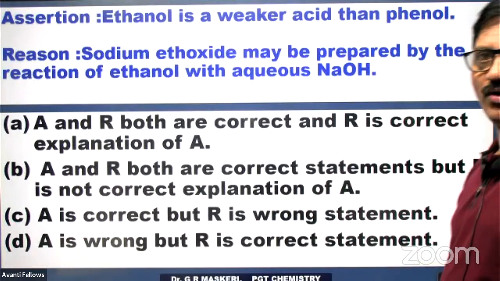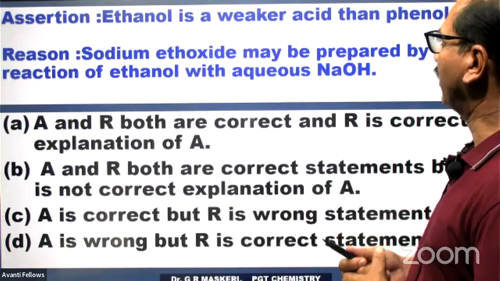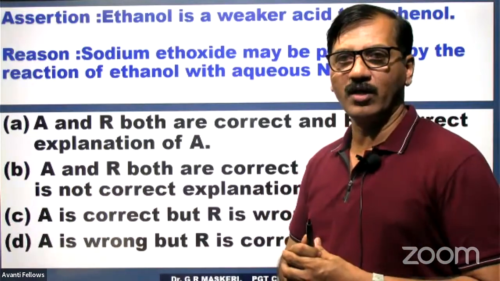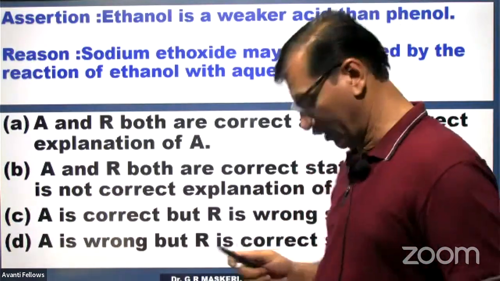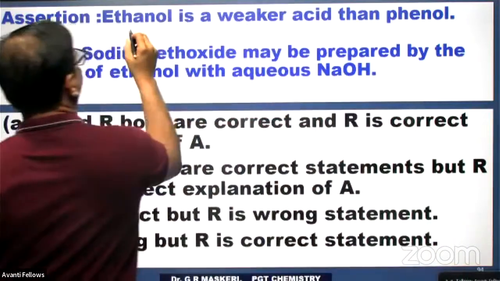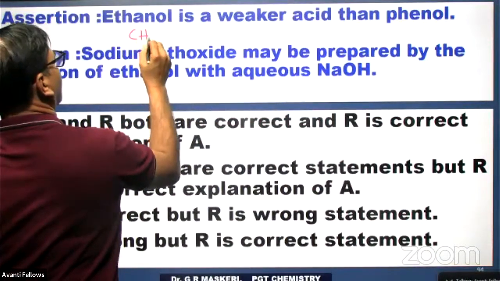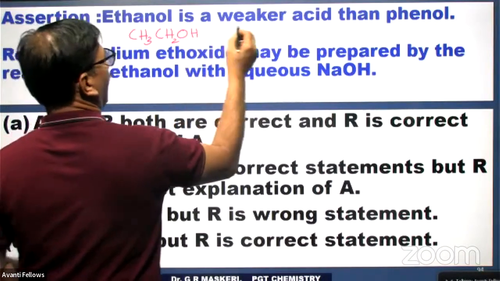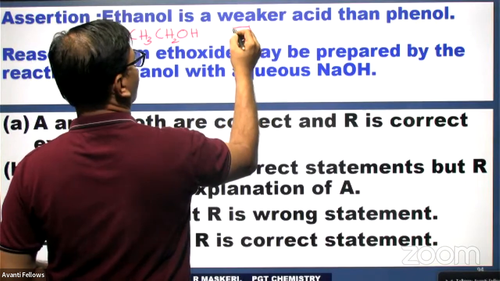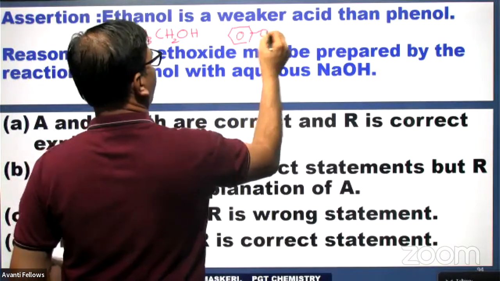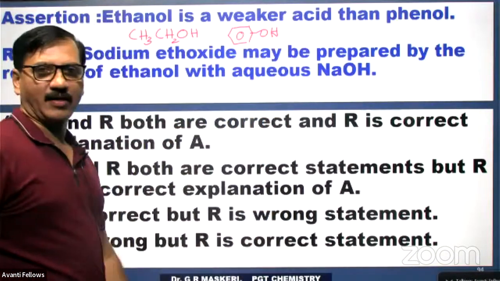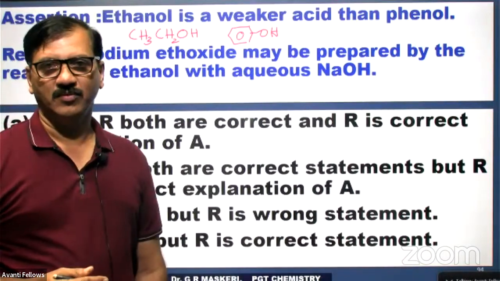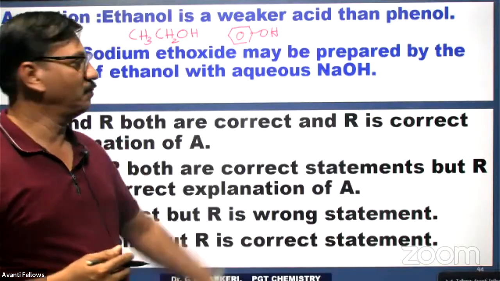Now coming to the question: assertion, ethanol is a weaker acid than phenol. Do you say it is correct or wrong? Ethanol, CH3CH2OH, and phenol. Which is more acidic? Why is it more acidic?